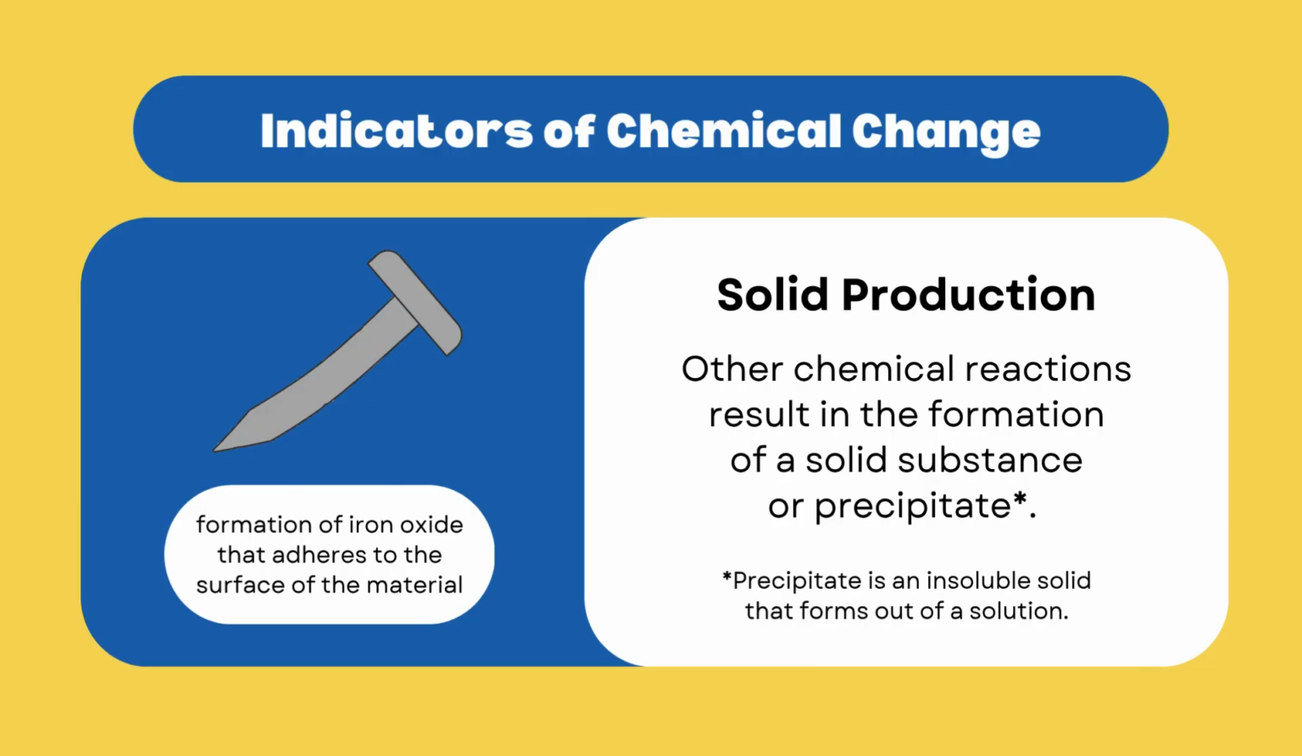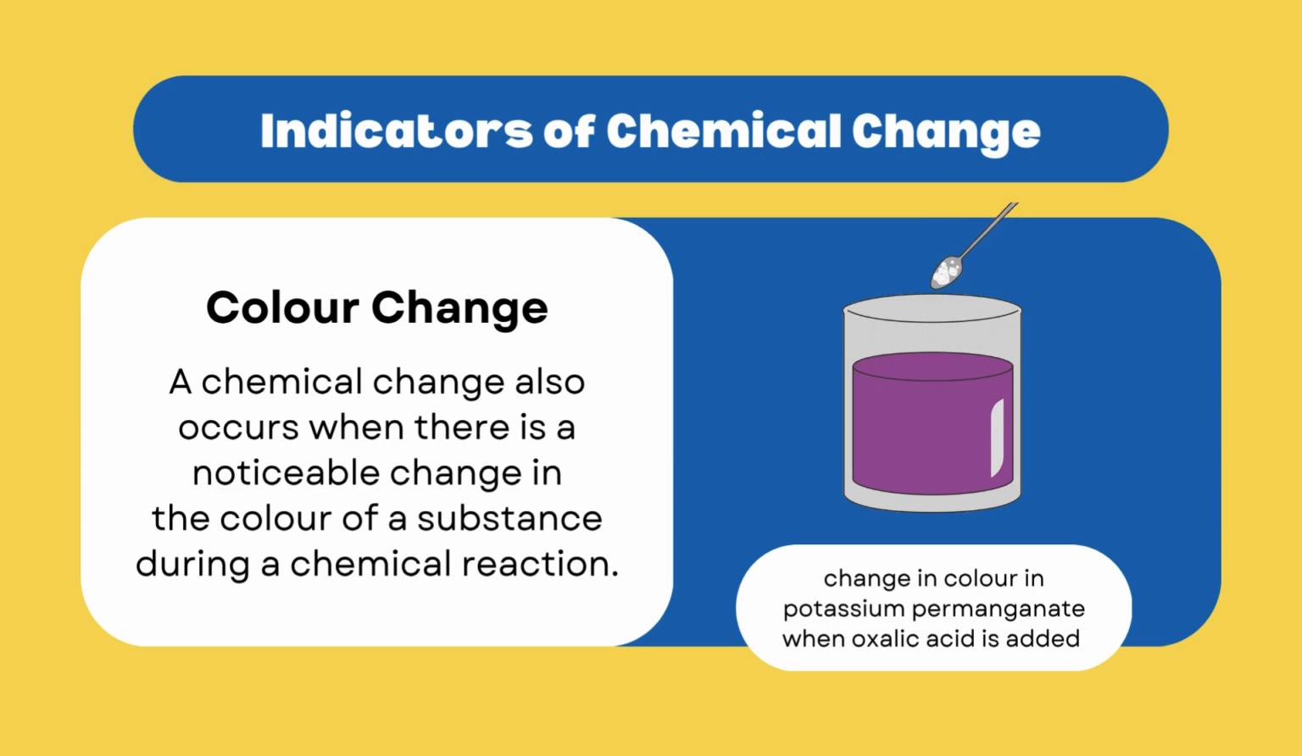Next, solid production or precipitate formation. This happens when a new solid forms out of a liquid solution, like iron oxide forming on a rusting object. Then we have color change. A chemical change has likely occurred if you see a substance change color during a reaction, like potassium permanganate changing when mixing with oxalic acid.